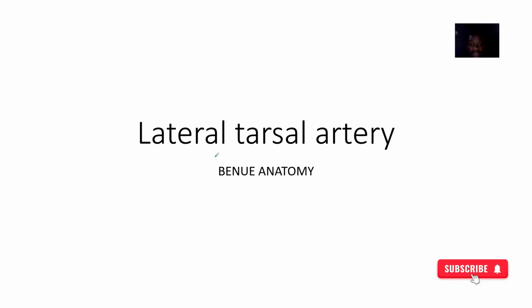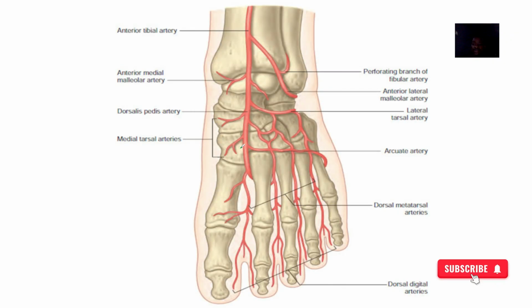Now we're trying to move to the next artery, which will discuss its anatomy, and this is the lateral tarsal artery. Of course, anytime you hear tarsal, you know that we are talking about the lower limb. So let's first of all identify this artery. So this is a lateral tarsal artery. Of course, it's an artery on the legs, you know.